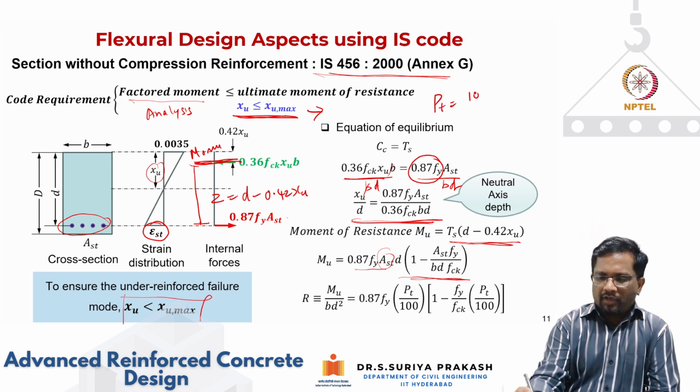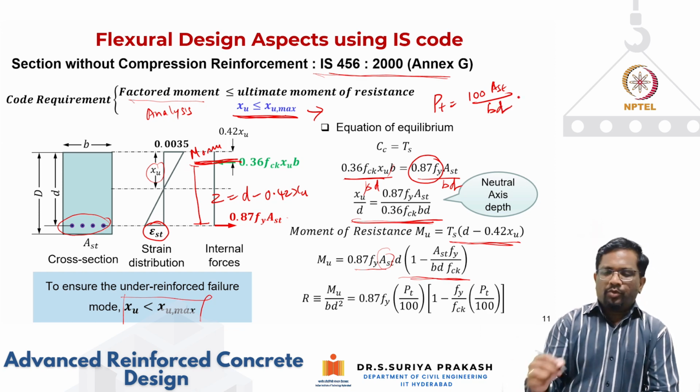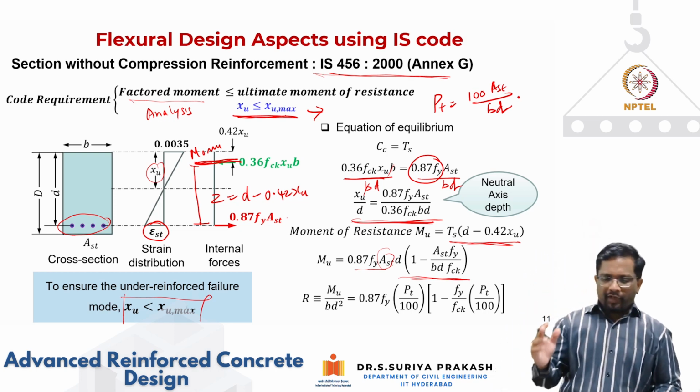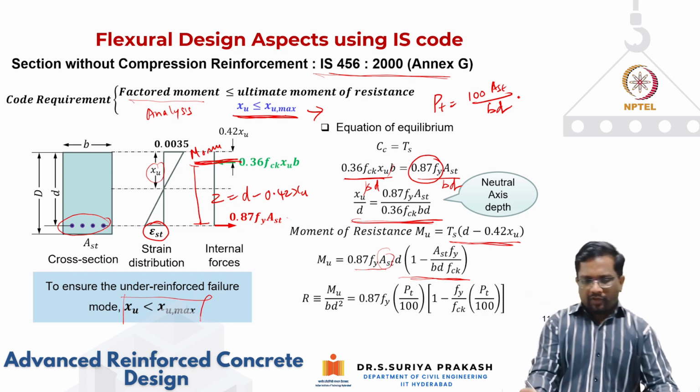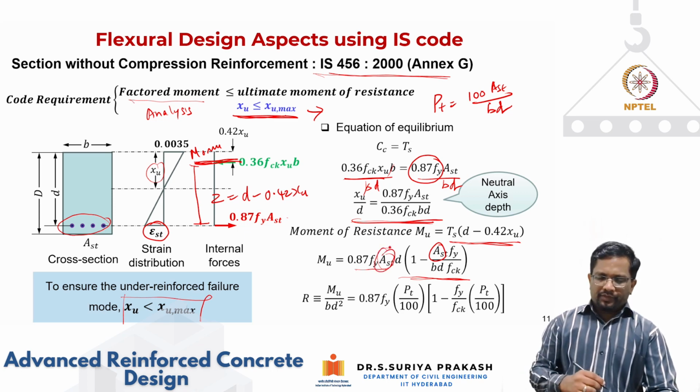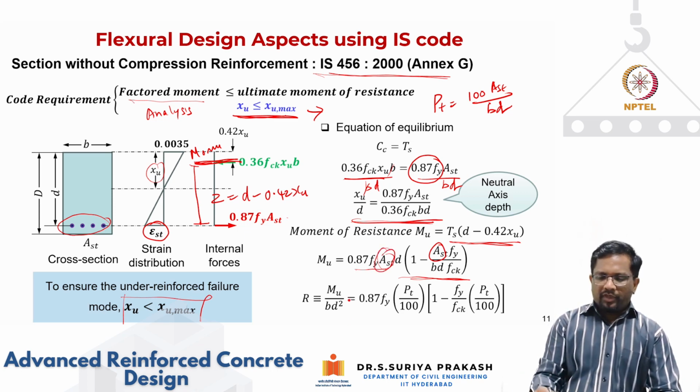PT is nothing but 100 AST by BD. So it's the amount of steel in percentage. We are multiplying the area by 100 and dividing by BD. So all this AST can now be expressed in terms of PT. And then you can form a relationship between Mu by BD square and express it in terms of this.